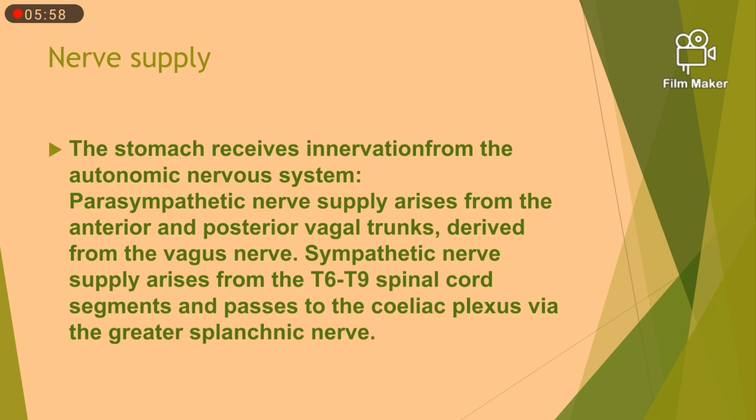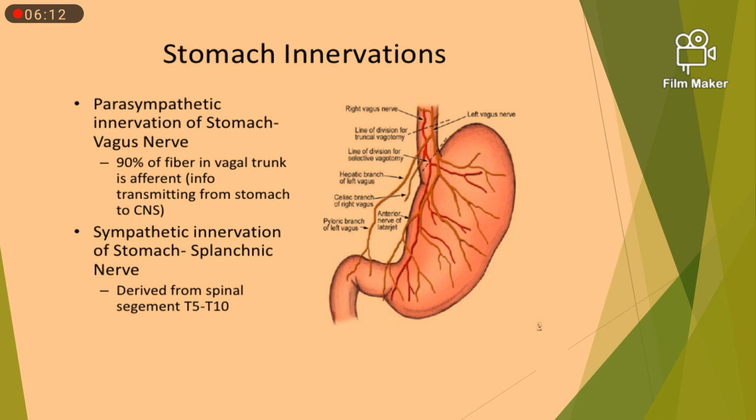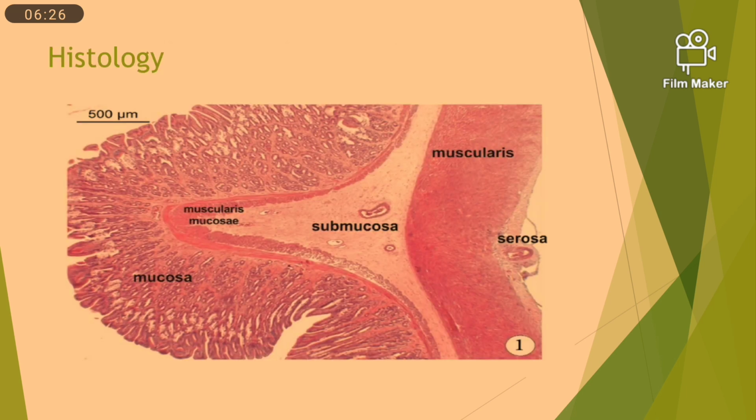Now next, nerve supply. The autonomic nervous supply is by the vagus nerve, and the sympathetic nerve supply arises from T6 to T9 spinal cord segments and passes to the celiac ganglion. Then the stomach is innervated by the parasympathetic vagus nerve, 90% of fibers of the vagal trunk being afferent, transmitting from the stomach to the CNS. Sympathetic innervation of the stomach. Now this is histology.